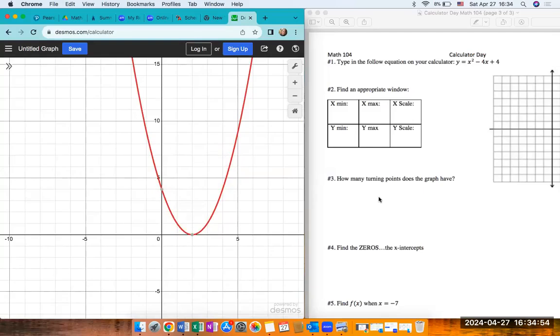So how many turning points does your graph have? We have one turning point. Notice that we're continuing down, and then all of a sudden we change directions and then go back up. So we have one turning point. Now, where is this turning point located? Well, this turning point is located here at 2, 0.